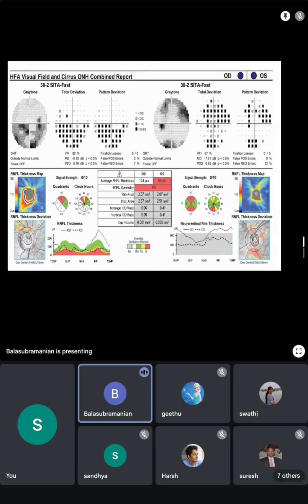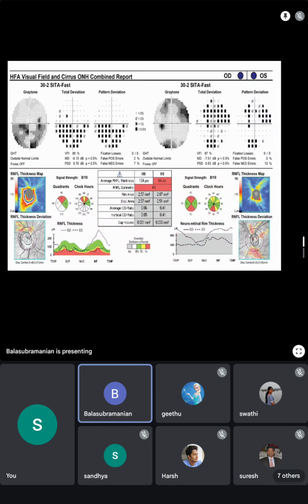This is called structure function correlation. This is done for both the eyes. We have the fields of both the eyes together. The person has done a relatively good test, a reliable one. We are comparing their field with the OCT findings. This is called structure function correlation. This gives us a much better impression before diagnosing.